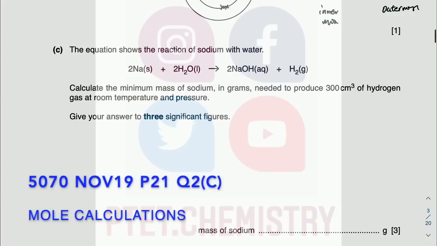Now this is a calculation. They want you to calculate the minimum mass of sodium in gram. They told you hydrogen gas, so hydrogen gas is H2. It is a molecule, not an atom. 3 sig fig, okay?